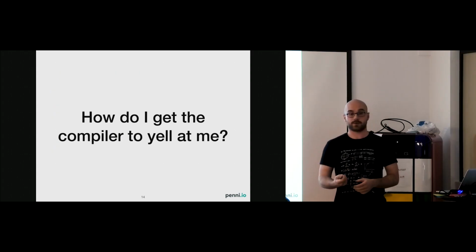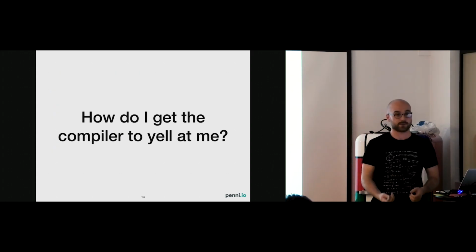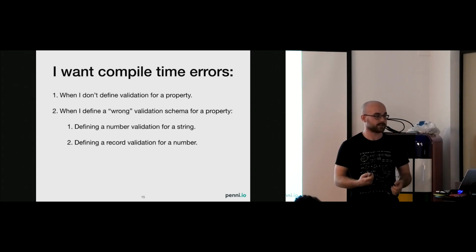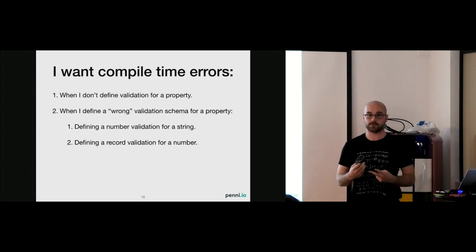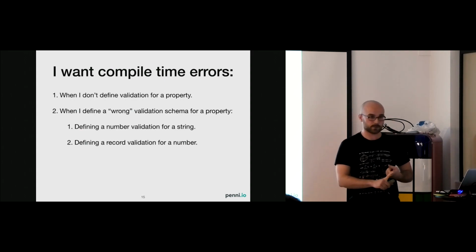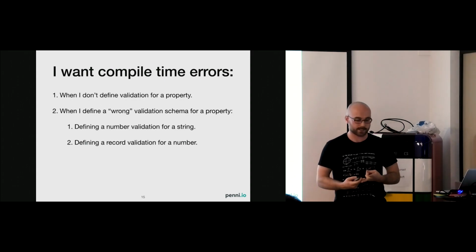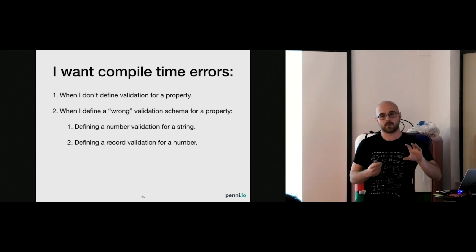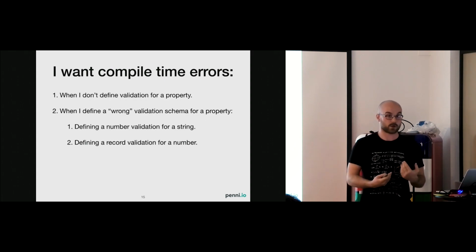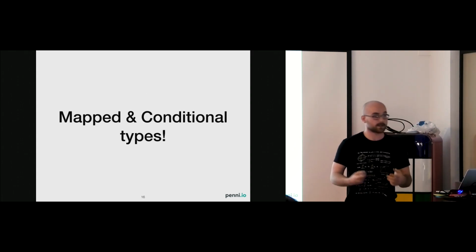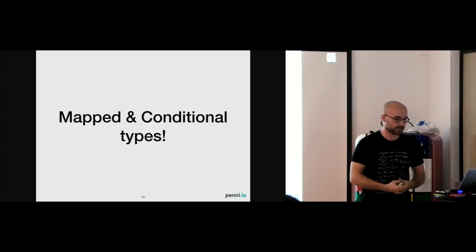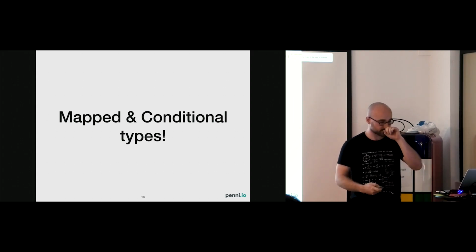So how do I get a compiler to yell at me when this happens? And specifically, I want the compiler to yell at me in two cases. If I forget to define a validation, and if I define a wrong validation, so I say, hey, here I'm expecting a number, but actually I'm expecting an object. And that's how I'm finally on slide 16, getting to mapped and conditional types.